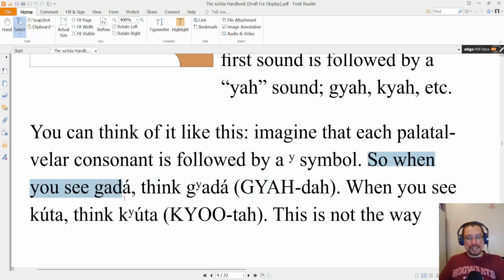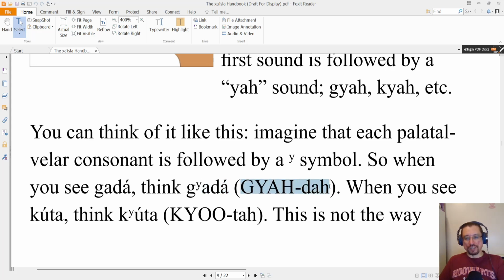This is just for illustration purposes to kind of get you to visualize this. So when you see gyada, when you see this word here, think of a G and a small raised Y, and then ada, gyada. And we're just realizing there's a typo here. This acute accent is in the wrong place. It should not be on the second A, it should be on the first one, because it's gyada.